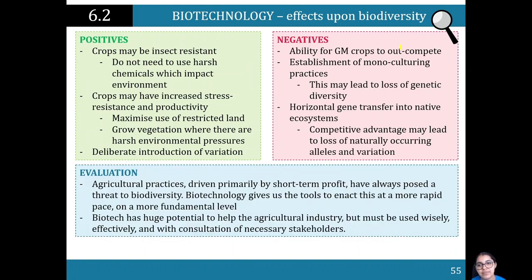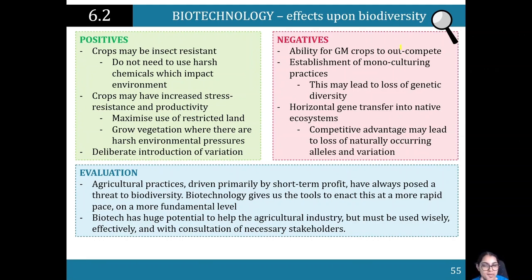competitive advantage can also lead to loss of naturally occurring alleles and variation. So when we evaluate this, and you want to evaluate this in your own understanding, I would recommend having more examples to back up these points. I'm just outlining the content to you here. I definitely recommend doing some more research, adding to these notes.